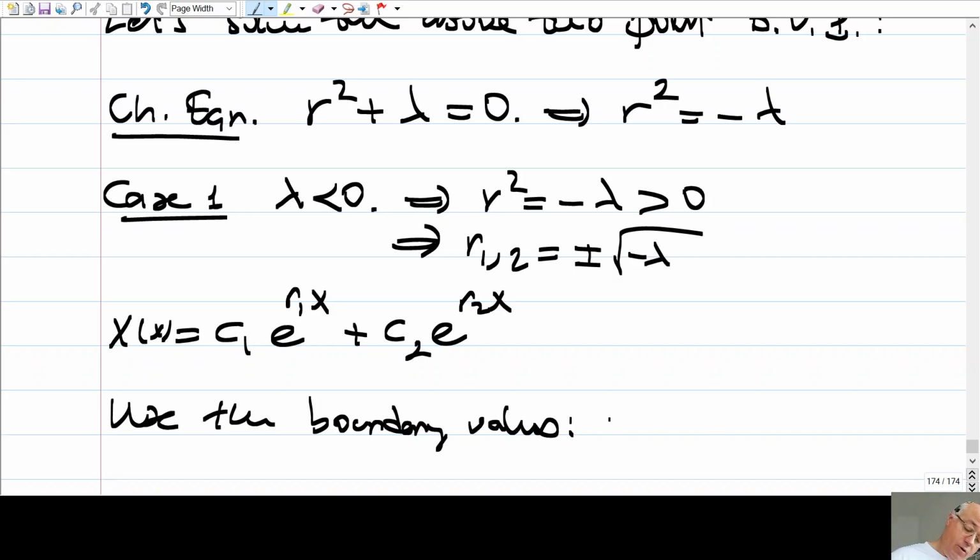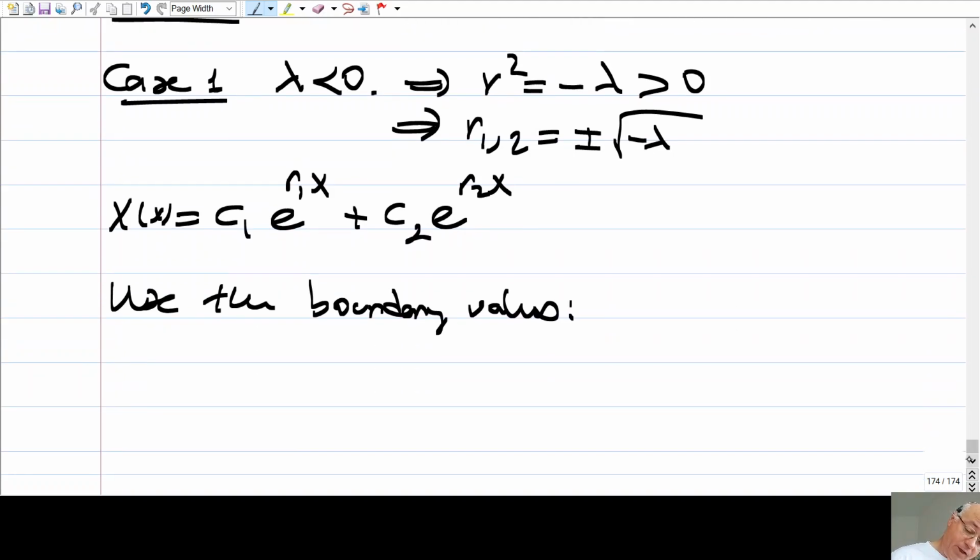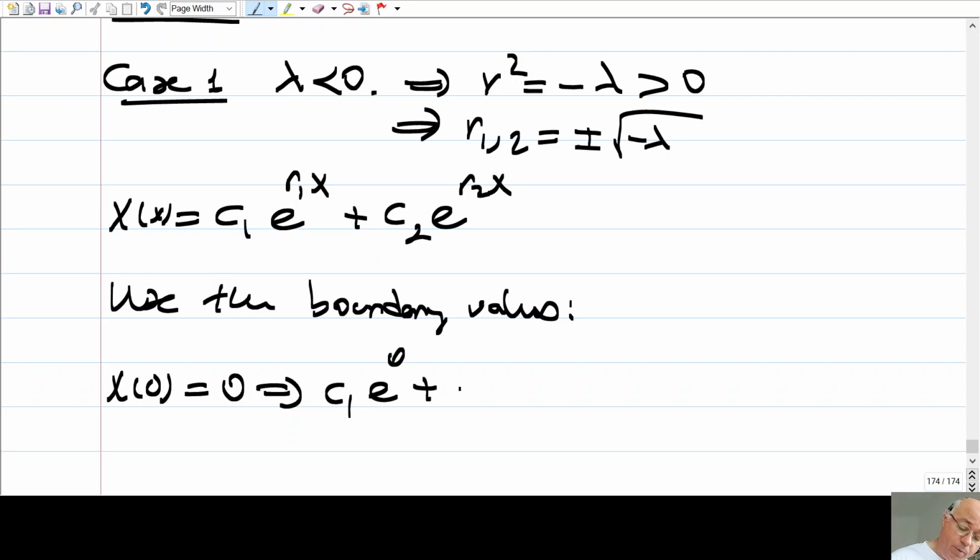Okay, so what are these? X of 0 equals 0. So if I plug this in, we get what? C1 times e to the power 0 plus C2 times e to the power 0. Well, they are both 1. So from this, we see that C1 is equal to minus C2.